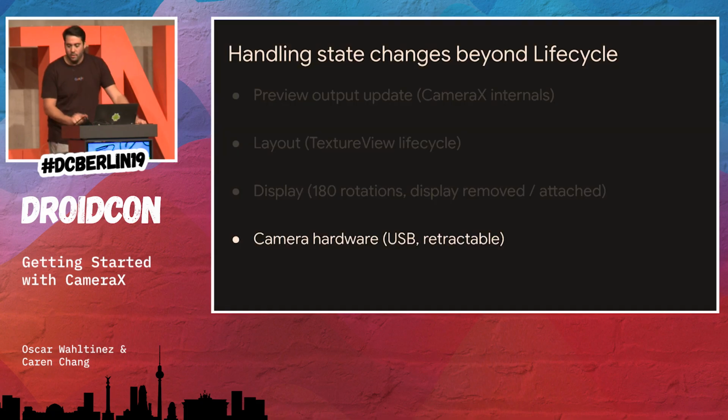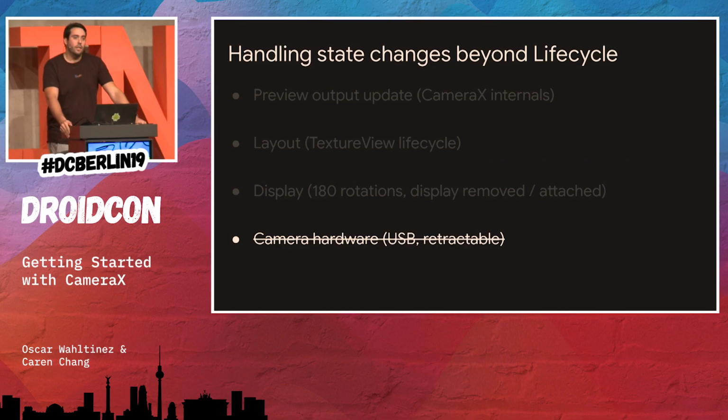And then the last one is the camera hardware. This one is the easiest one of all. What we're doing in the sample is nothing at all. What's happening here is that the CameraX library does not even support USB cameras yet. As of right now, we only support front and back-facing cameras. So we don't have to worry about USB.